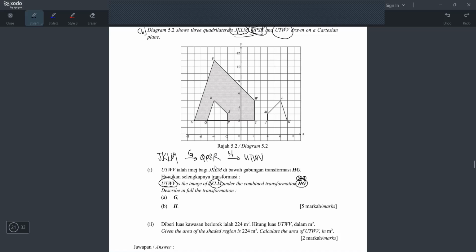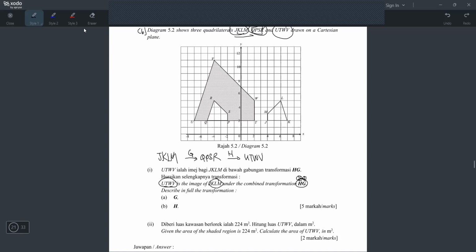You can refer to my Kelantan state paper. If I'm not mistaken, the Kelantan paper gave only two shapes, and the middle one they never even gave you. That one you have to determine yourself. But most of the time they will give you three shapes. If they give you three shapes, you just look at which one has not been called. That is the one in the middle. Okay, describe in full transformation G.